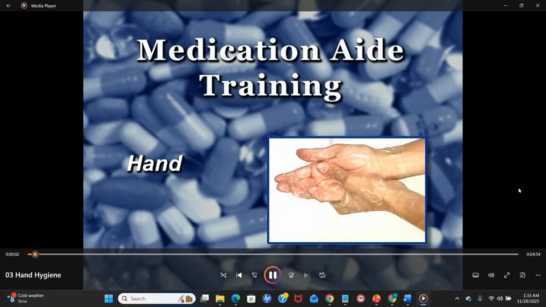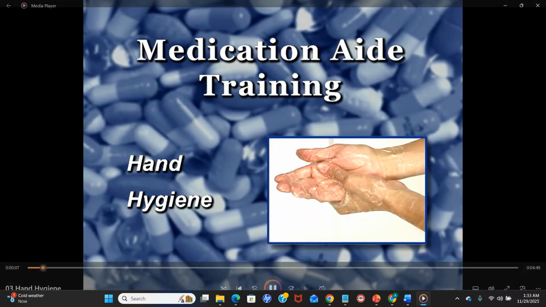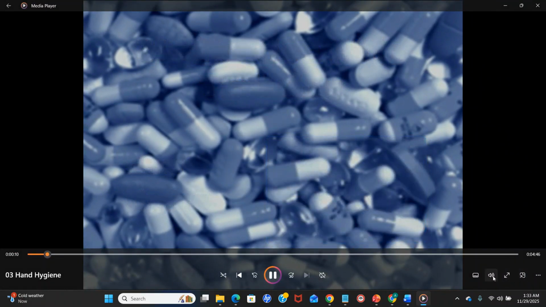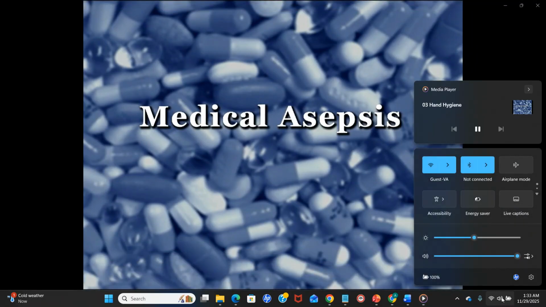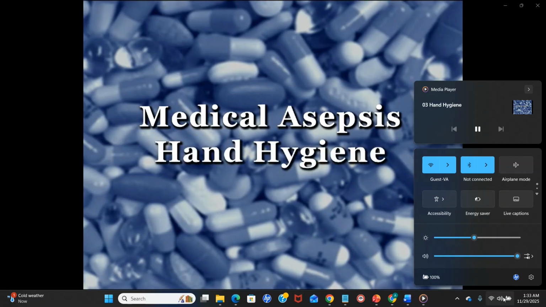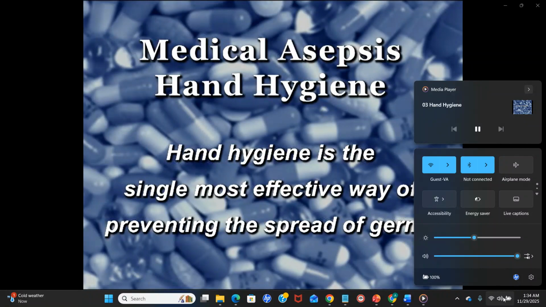The first important action before beginning medication administration is to wash your hands. Washing your hands is a critical part of medical asepsis, a term used to describe methods of decreasing the spread of germs from one client to another. This practice of medical asepsis is also called hand hygiene. Often people ignore this simple task because they do not think it is important. Actually, hand hygiene is the single most effective way of preventing the spread of germs from one person to another.